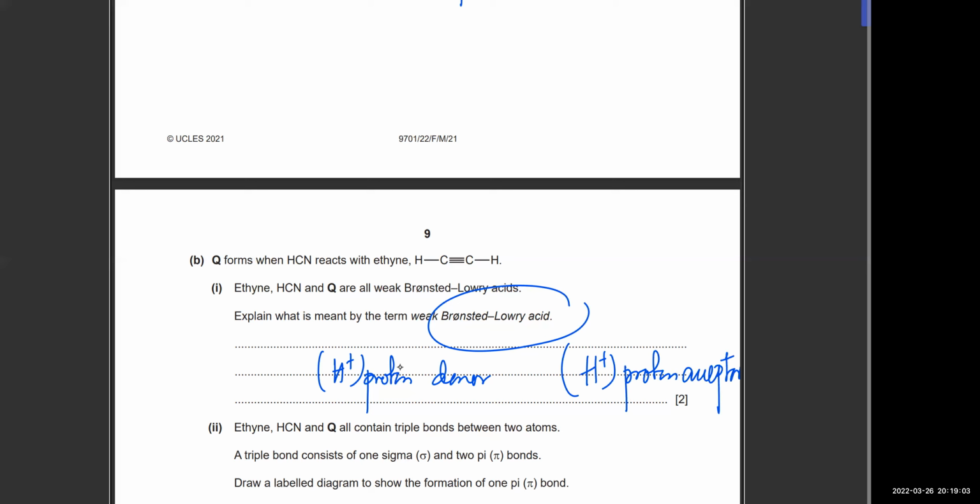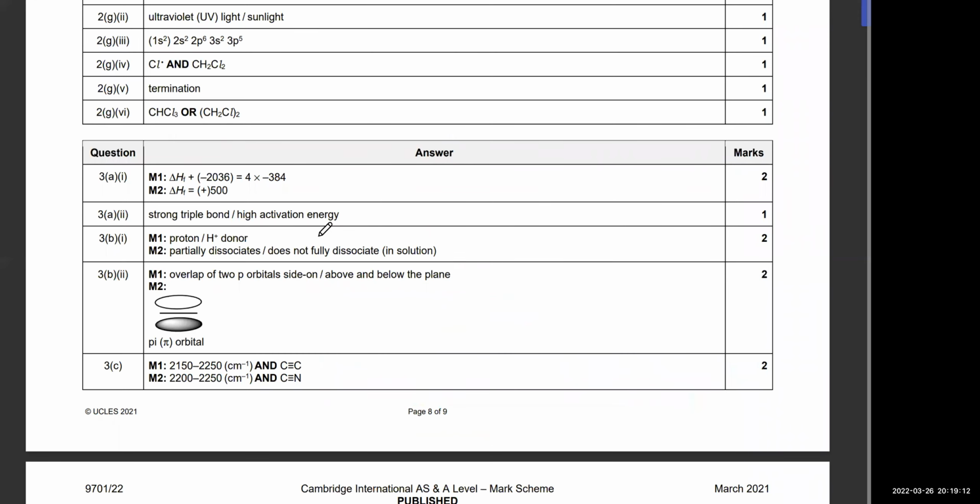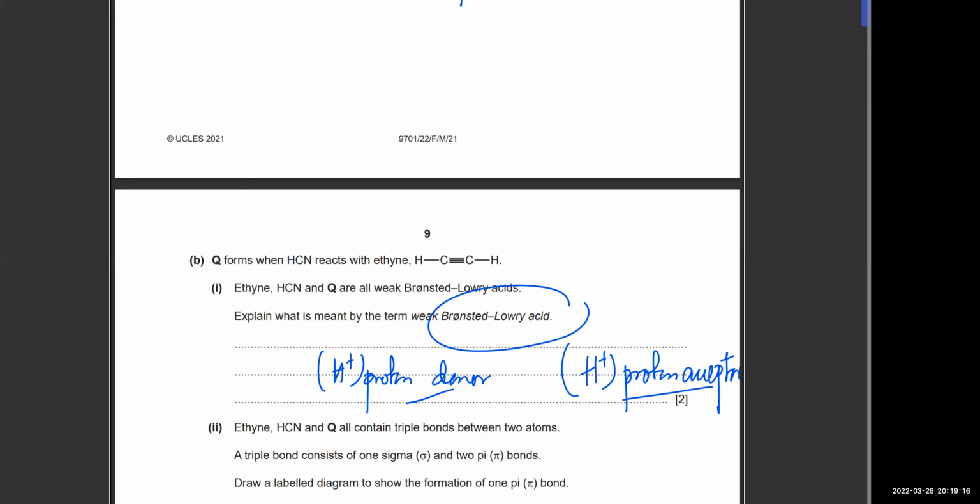So, two marks: proton donor, and one can also write partially ionized. Not partially ionized, no. Wait, the question said weak, okay, fine. Brønsted-Lowry is just this proton donor part, that's it, but they had used the word weak as well. For weak, you have to state that it partially ionizes. Clear?